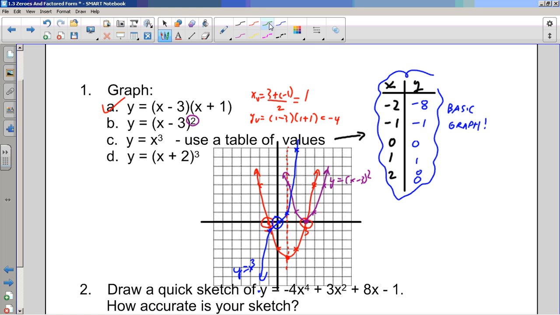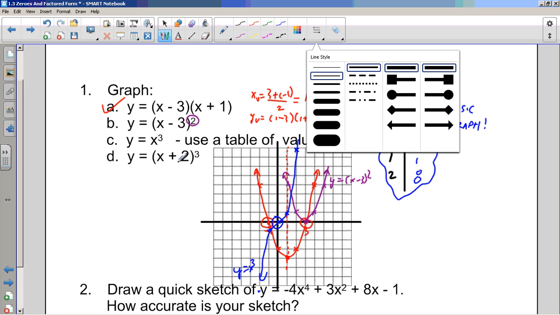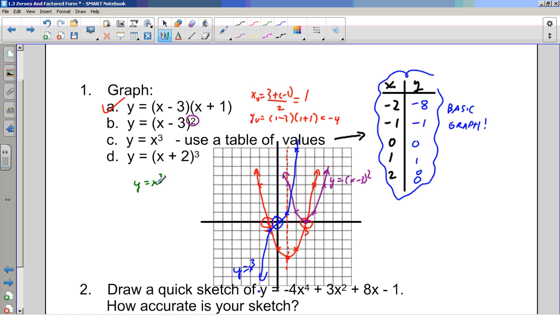But if we think of this blue one as a basic graph, then what would this one be? This would be this moved left 2, right? In with the x, it goes the opposite direction that you think. This would be left 2. So I take all these points and move them left 2. 1 there, left 2. And down here, left 2. And then I get this graph. And again, have a look at the behavior of this green graph near its 0.